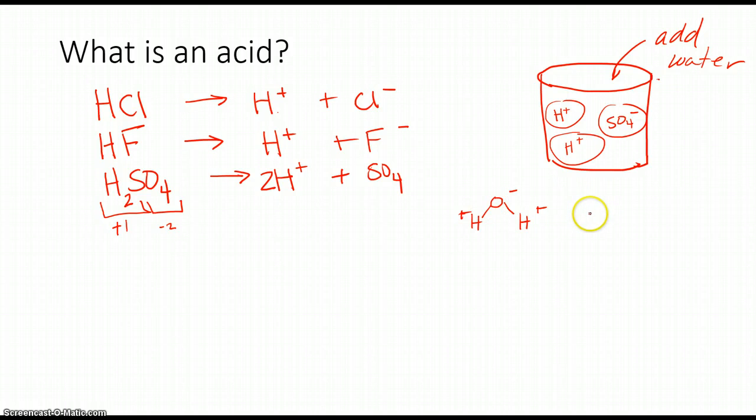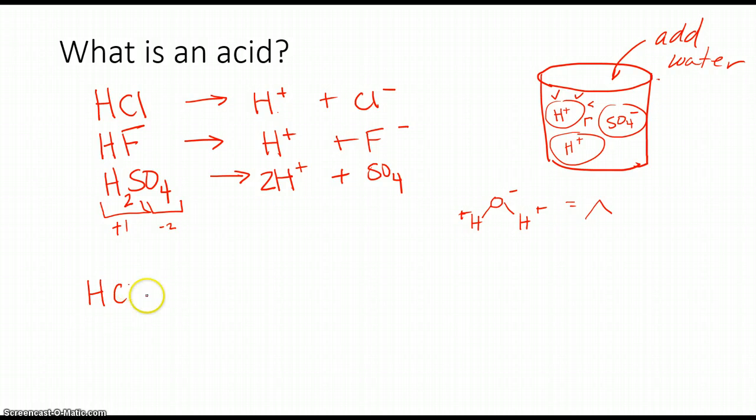And just to simplify my drawing, I usually make it into just a little angle. And so in this case, the hydrogen is going to be attracted to the oxygen side of water. And so when we actually look at how this dissociates, we're going to write it in a different way than we normally do.